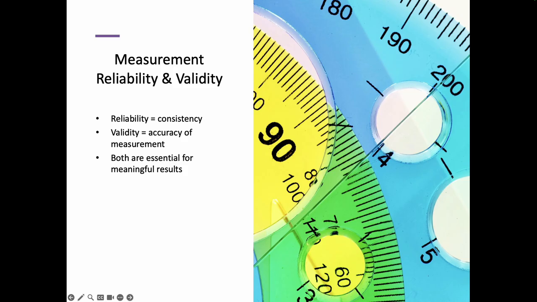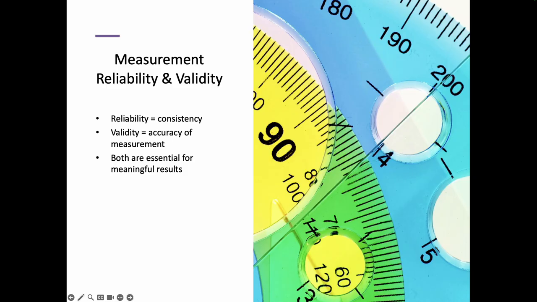Another important distinction that we need to make when it comes to measurement is reliability and validity. Reliability refers to the consistency of our measurements. A reliable measurement will produce similar results if repeated under the same conditions. Think of a scale that gives you the same weight every time you step on it. That is a reliable scale.